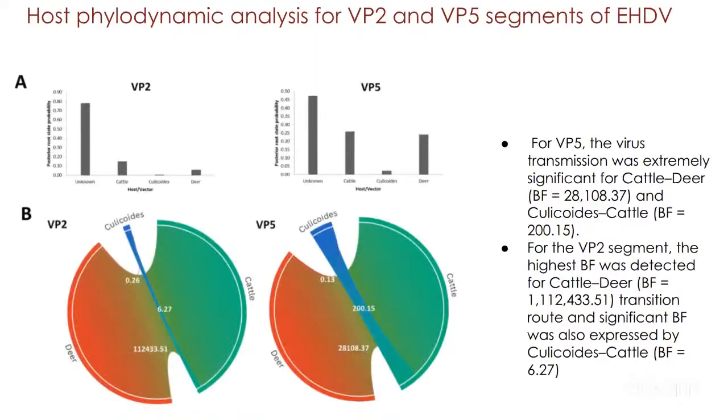So, considering now the hosts for VP5, the virus transmission was extremely significant from cattle to deer, or from deer to cattle, with a Bayes factor of 28, which is very high. And also from Culicoides, the main vector, to cattle as well. We have a Bayes factor of 200. I just remind you that a Bayes factor higher than 3 means that the transmission is really highly probable. For VP2 segments, the highest Bayes factor was detected for deer to cattle, and the transmission route was significant also for Culicoides to cattle as well.